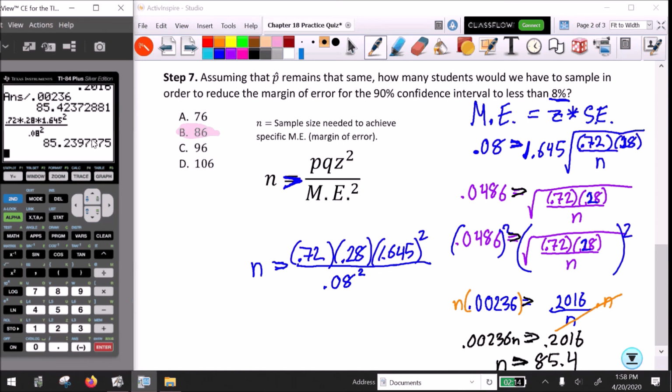It's a little bit different than the previous result by a couple tenths, and that's due to the round-off error that was incurred over here when we rounded a few times. But we still end up with the same answer, so we want the first whole number that's greater than 85.239, or 0.24 if I round it, and that would be 86. So if we survey about 86 people, we could achieve that margin of error.